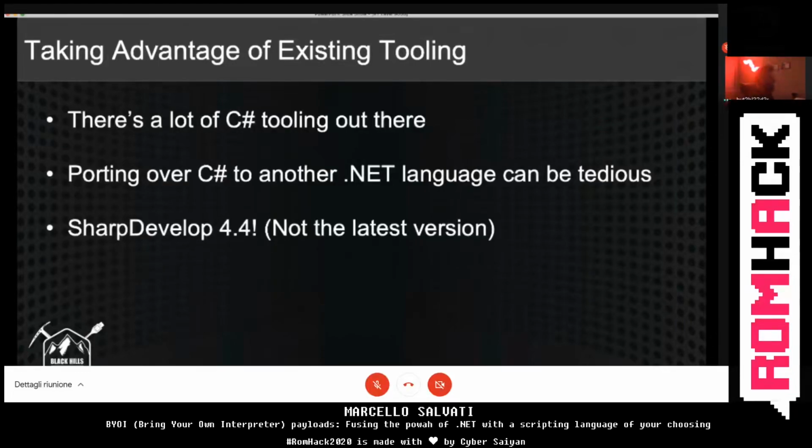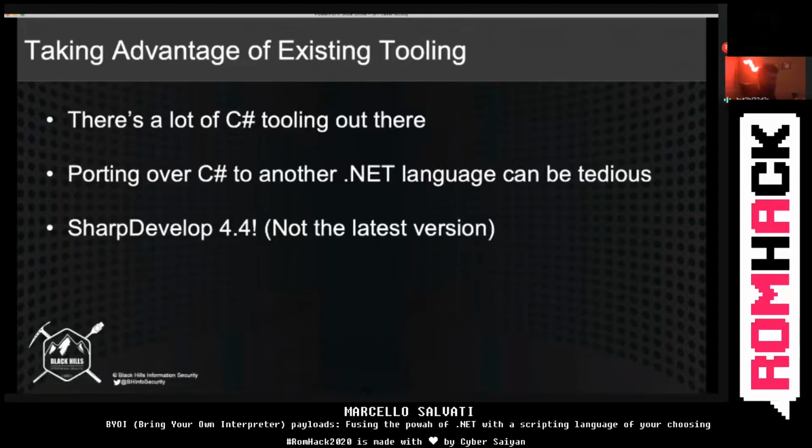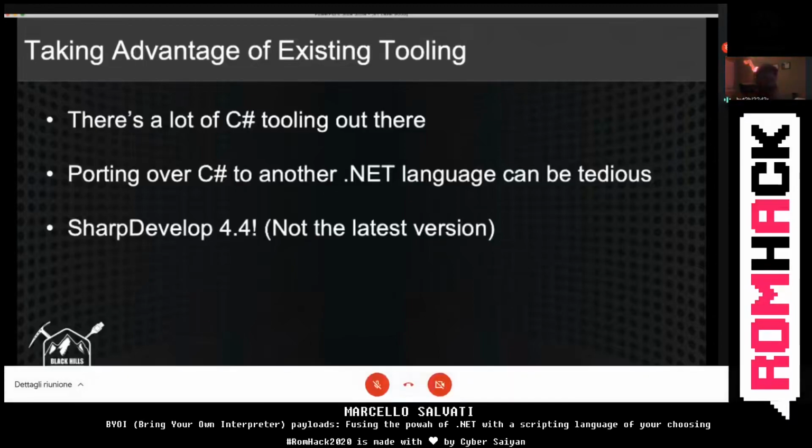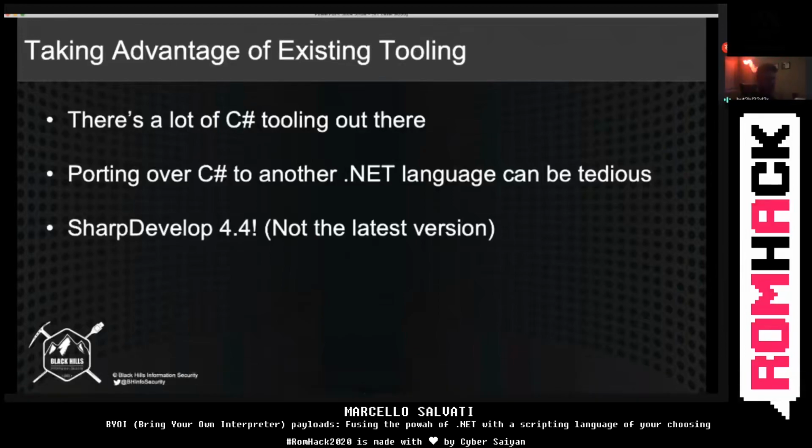Incredibly enough, there is a project called SharpDevelop 4.4 that has a C# to Boolang translator. I don't know why, but it does have it. It was removed in the latest version, so you have to get exactly version 4.4. You can totally just copy and paste C# code into SharpDevelop, and it'll spit out Boolang code.